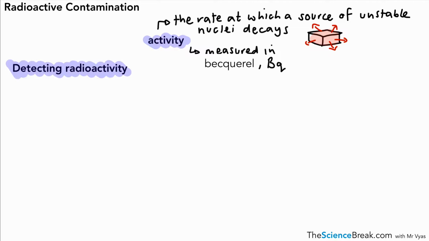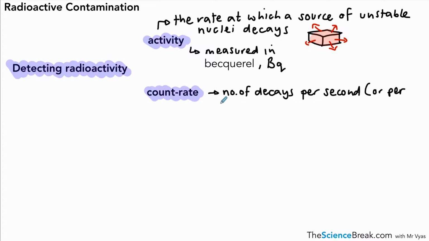We can also measure radioactivity using what's called the count rate, and that's slightly different in that this is all about measuring the count or the number of decays per second. Sometimes you might be given that in number of decays per minute, but this is measured using a detector.